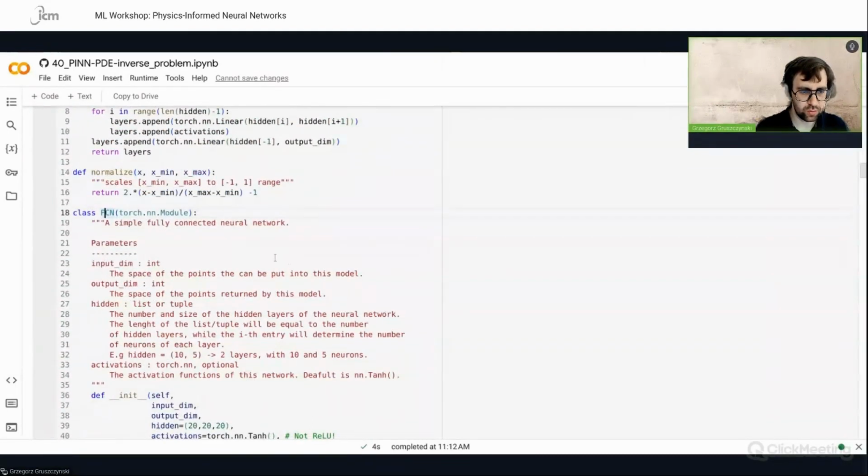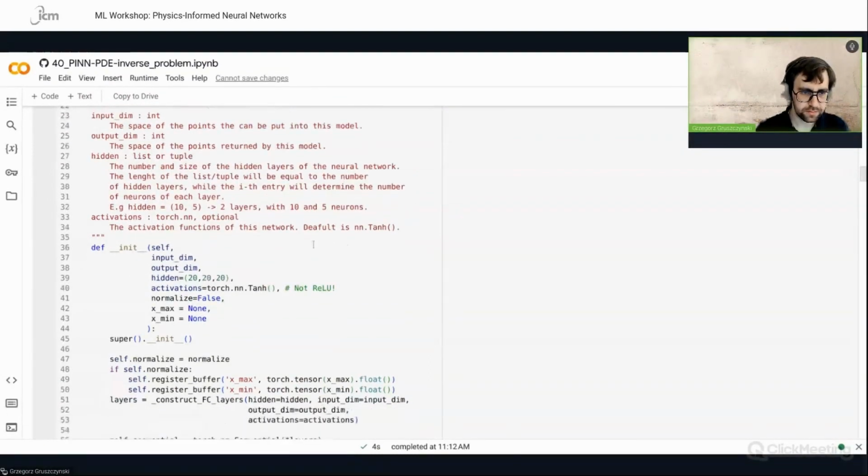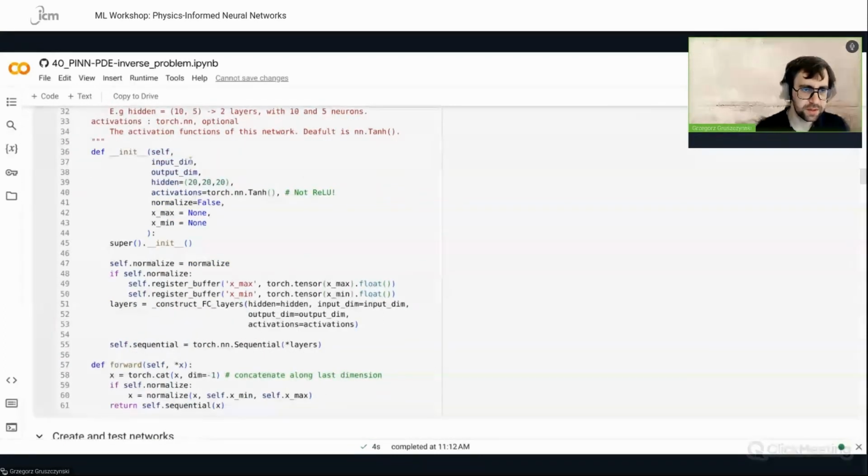And next we have the Python class, which will store the fully connected network. Again, it takes as arguments the input and output dimensions, the dimensions of the hidden layers, and the activations, which is the hyperbolic tangent. And here, a common question is: why not ReLU? Does anybody know?